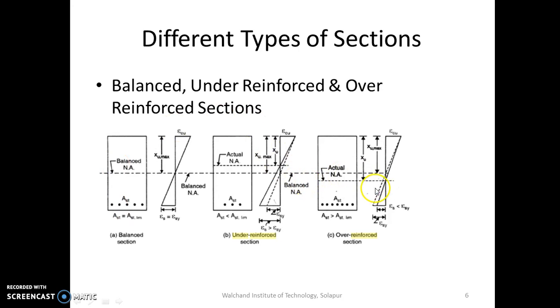Then the last one is over-reinforced section. In case of over-reinforced section, steel provided is more. As you see here below, steel provided is more. So therefore what happens? Steel doesn't yield, whereas the concrete will yield. That means strain in concrete is greater than 0.0035, whereas the strain in steel is lesser than the yield value. So therefore here concrete yields first. Since concrete is a brittle material, the failure of the beam will be brittle in nature. There is a sudden failure.